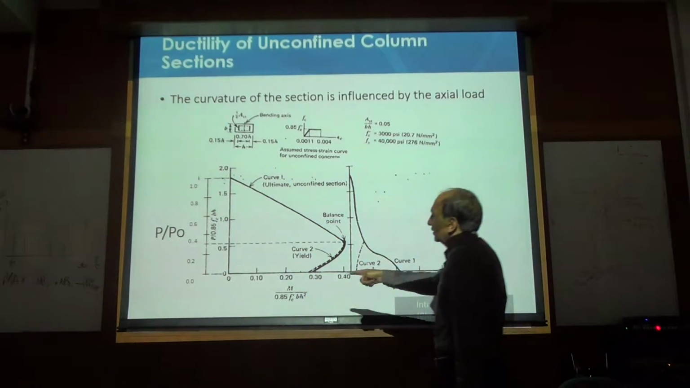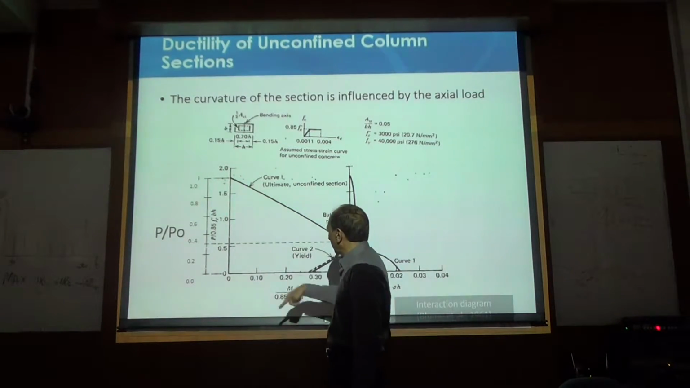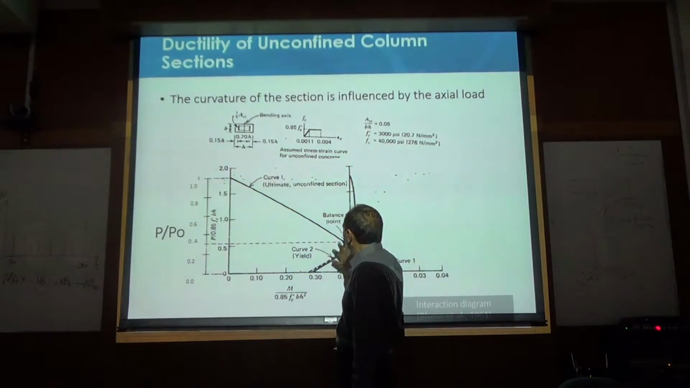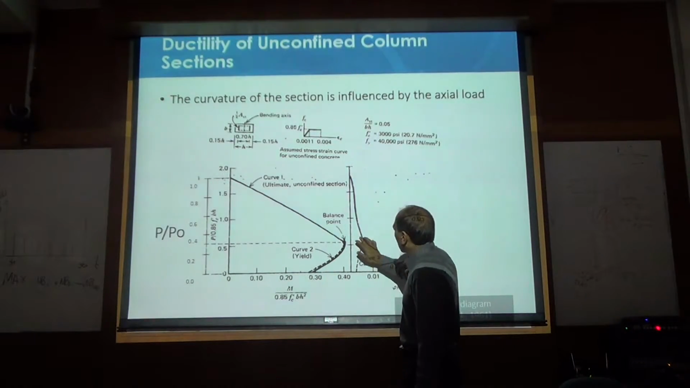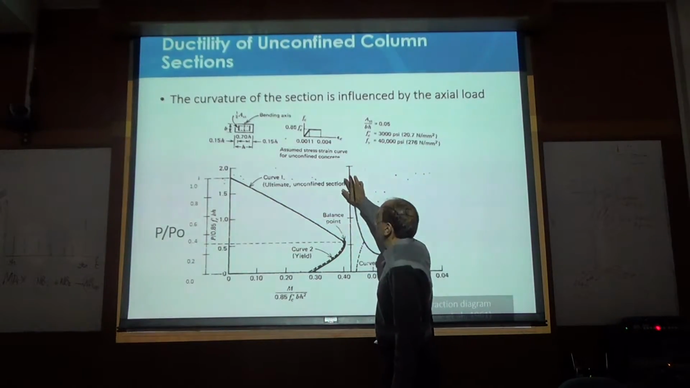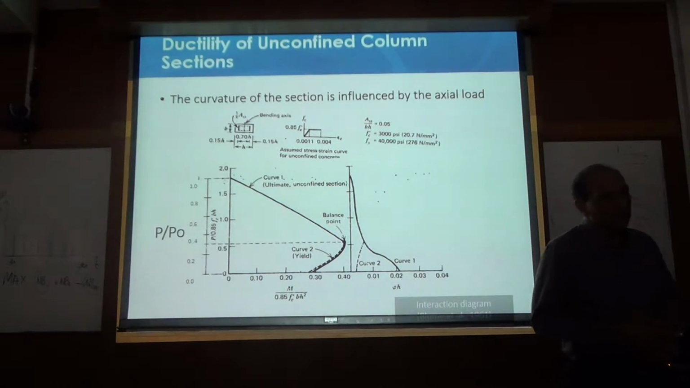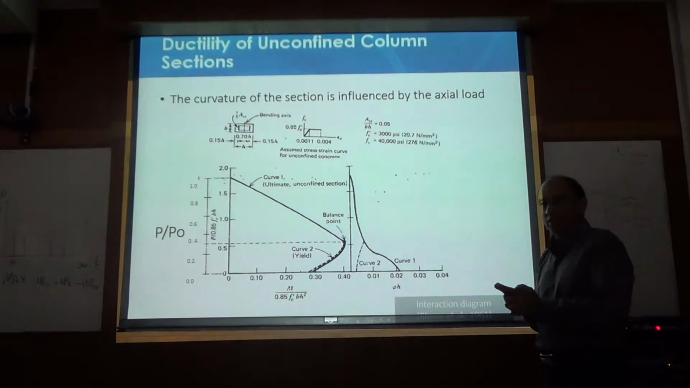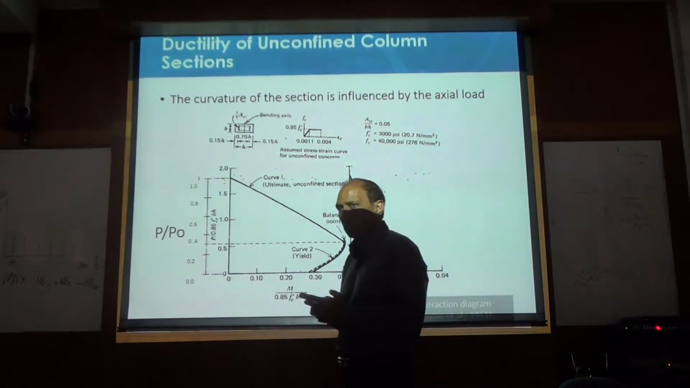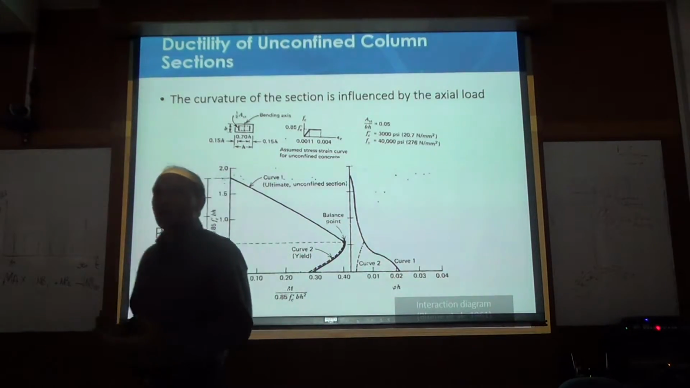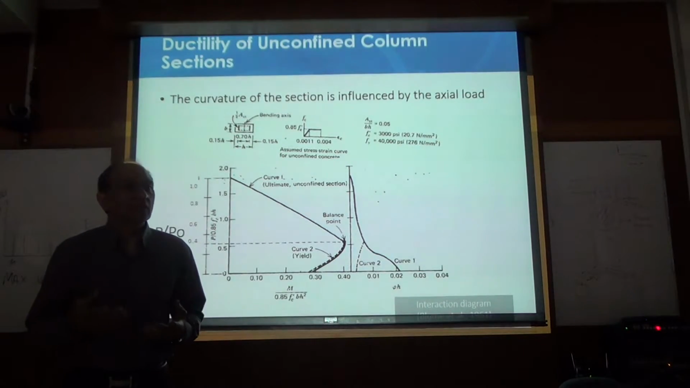So this is a P over P naught curve, and as we go up, the ductility or the curvature capacity decreases until we have no more left, right? And that is why in many codes and in many places they do not want you to load the columns more than 30, 40, 60%. Otherwise the ductility becomes too small, right? So for the columns you have to leave some margin for ductility.